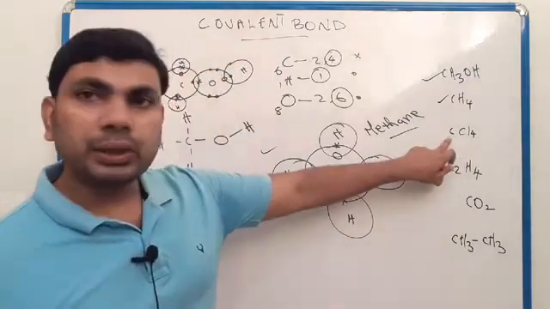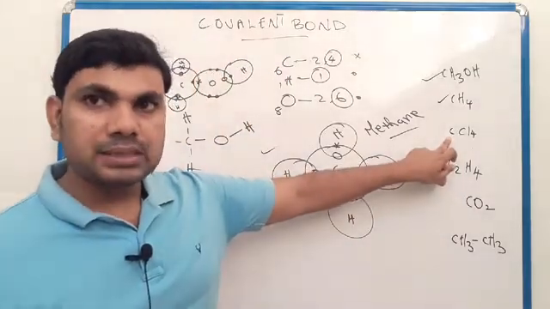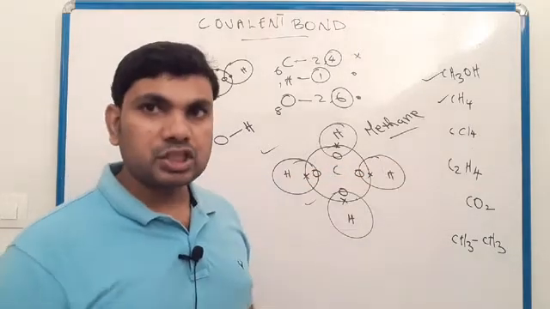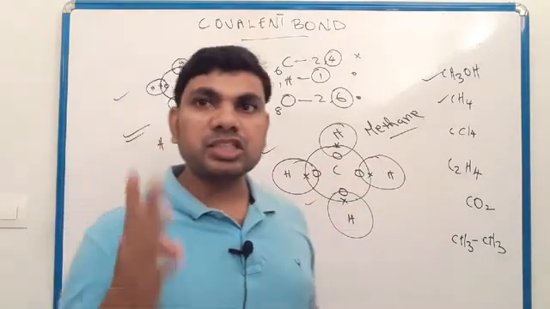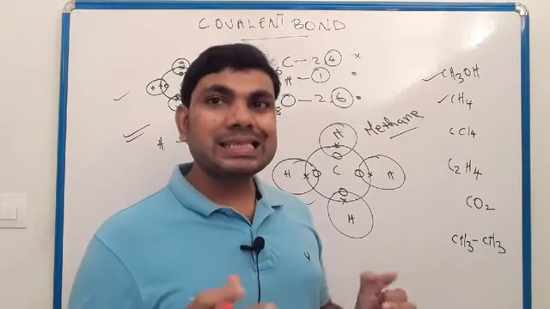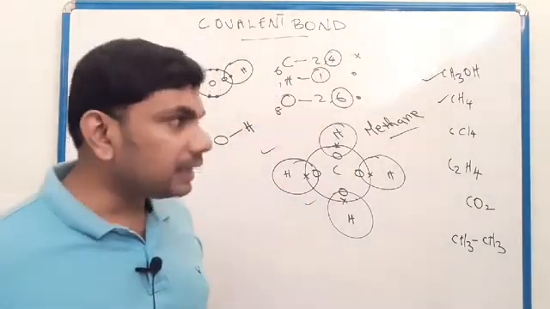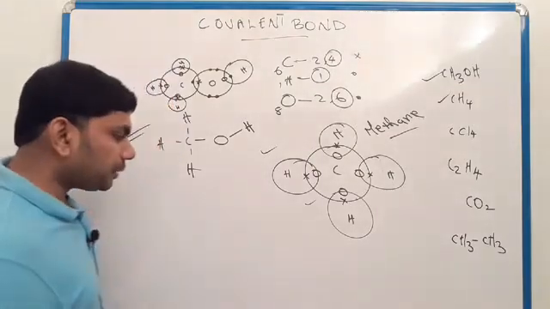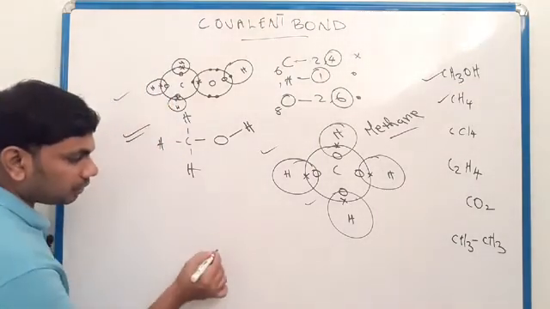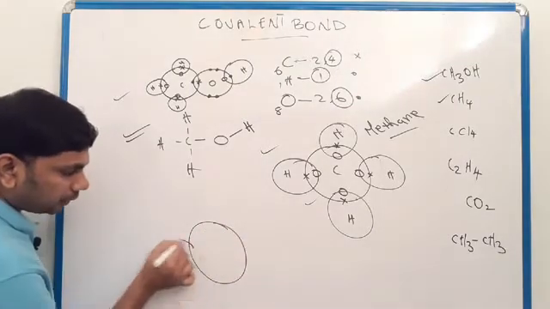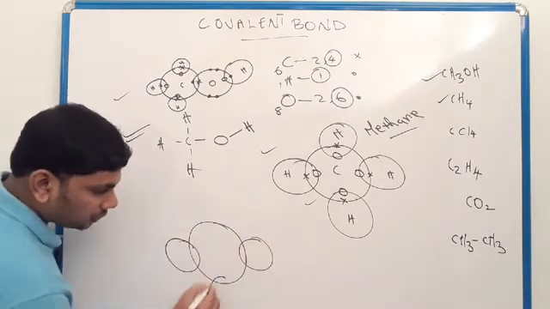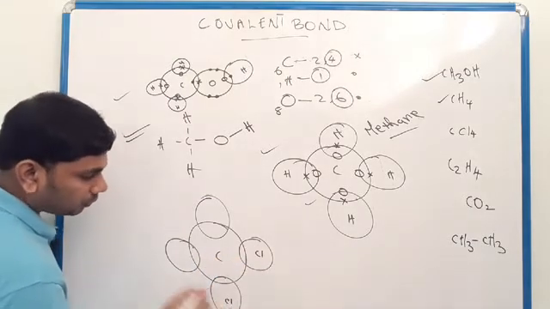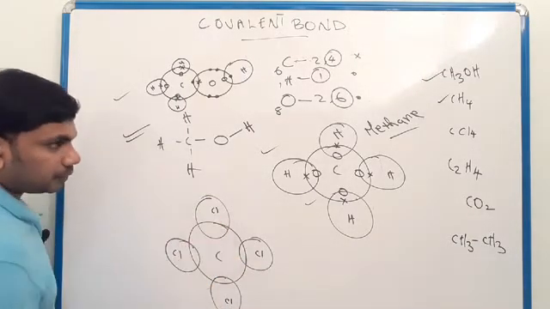Similarly, we can do here CCl4. CCl4 means carbon tetrachloride. Tetra means 4. Carbon tetrachloride, that is CCl4. Let us see here how carbon tetrachloride is formed. Carbon tetrachloride means here carbon and 4 different chlorine. This is carbon and 4 chlorine atoms.